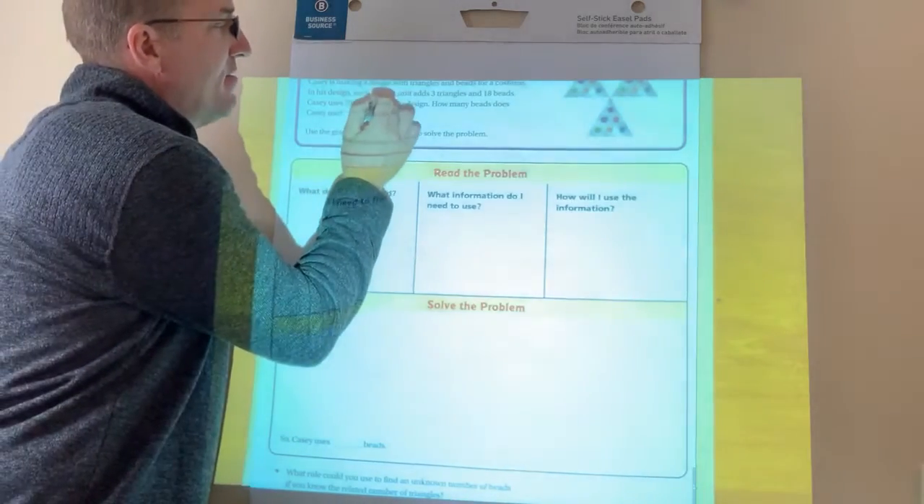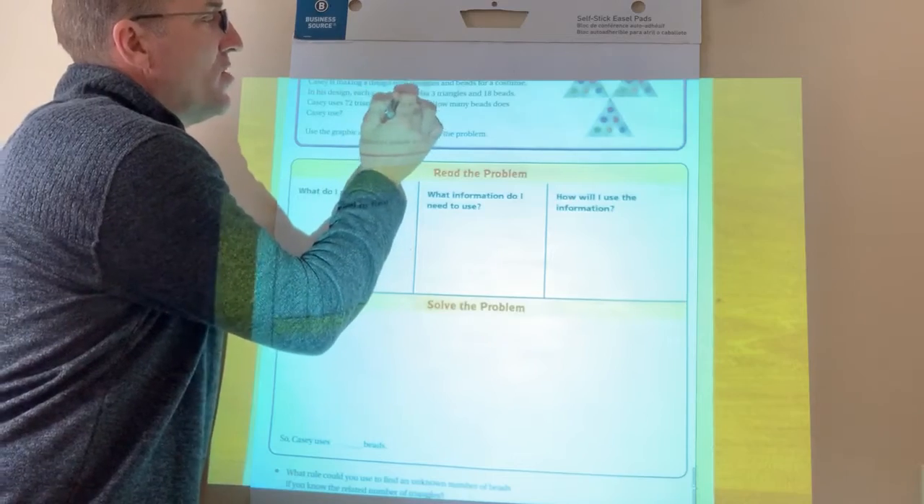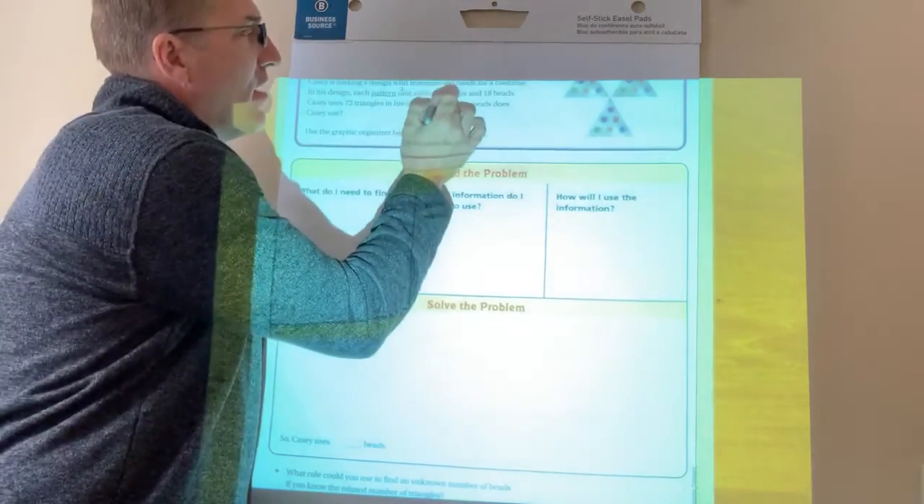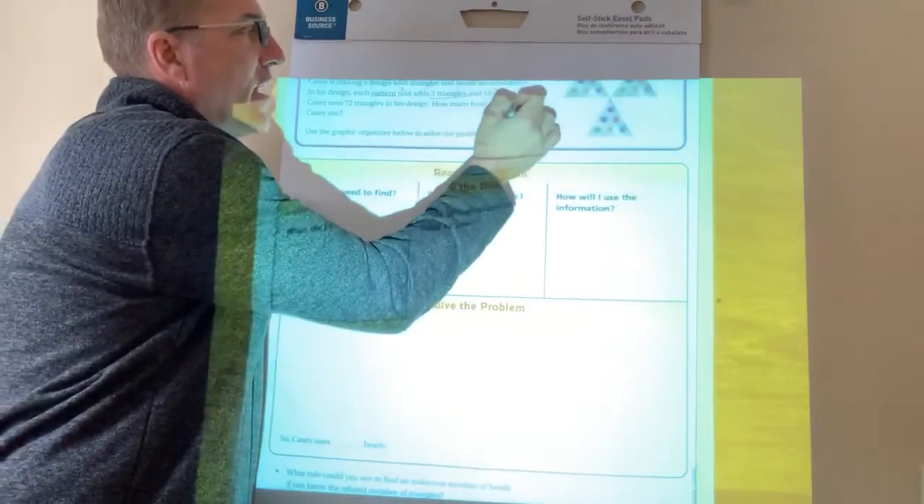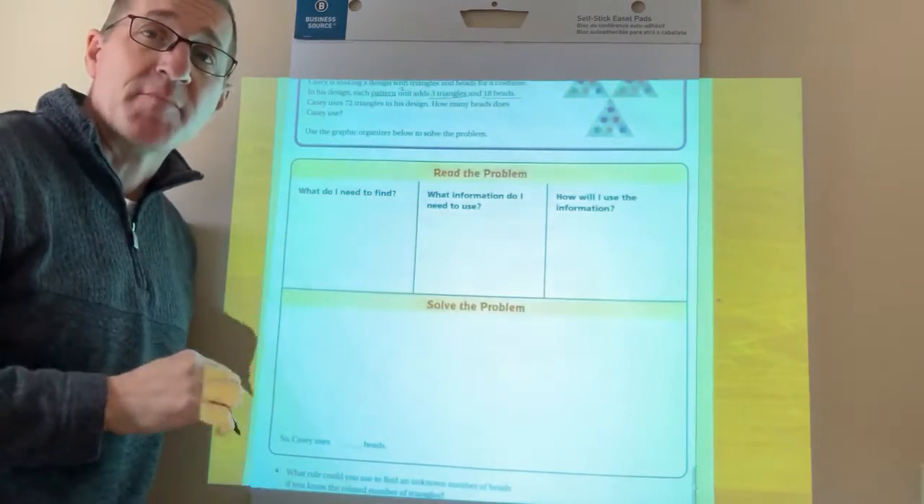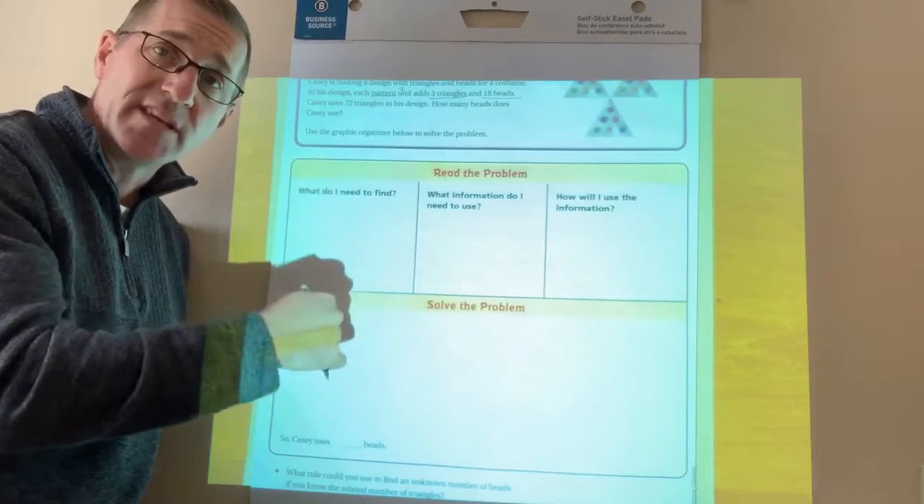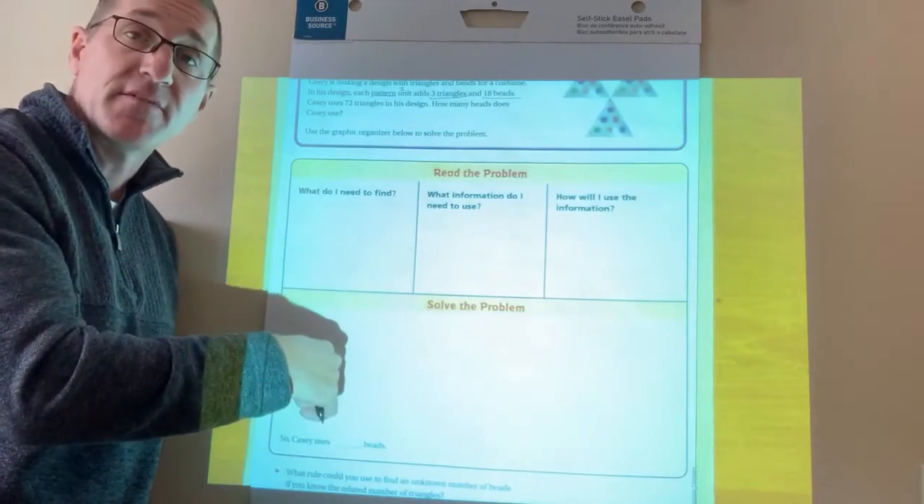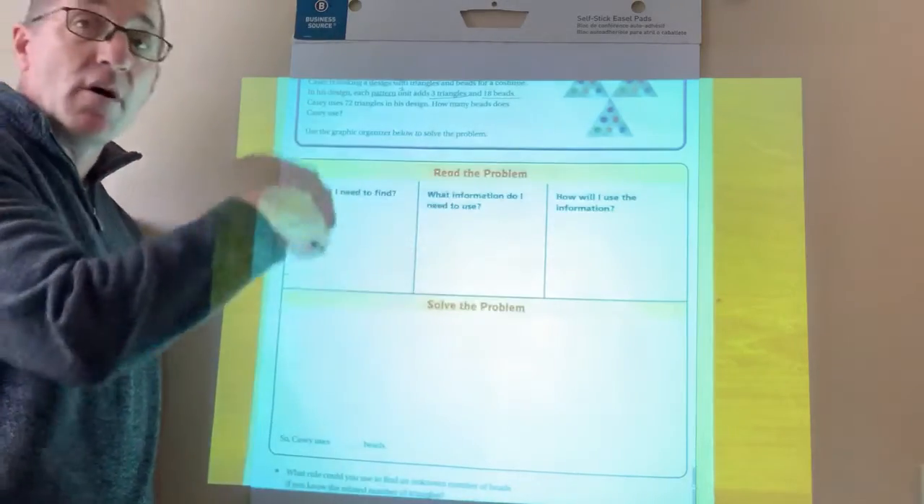We've got patterns, and a unit means one. I have one pattern. For every pattern, I have 3 triangles and 18 beads. That's the information I'm going to use to set up my table. 1, 3, 18. And I'll label it pattern, triangles, beads. All right. So let's go on.